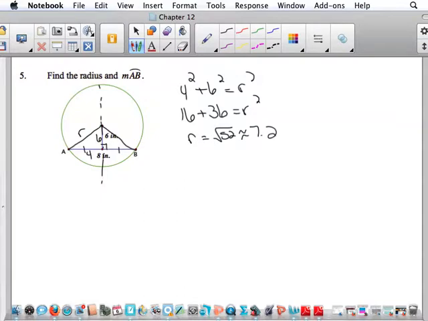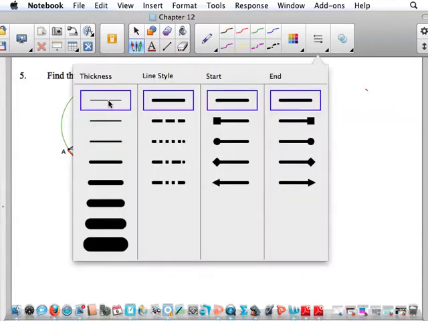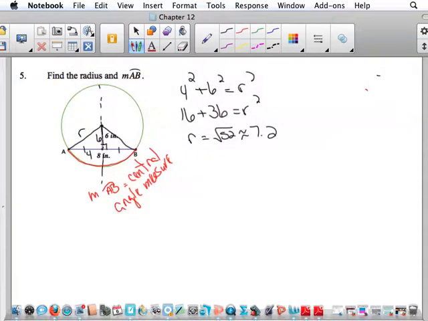Now to find the arc measure, remember the arc measure is the measure of this arc. So the measure of arc AB is equal to the central angle measure. So can we find the central angle measure? And the answer to that question is yes. When we look at this triangle right here, the measure of that central angle is x. We can use a trig ratio, specifically tangent. So tangent of x is equal to 4 over 6.